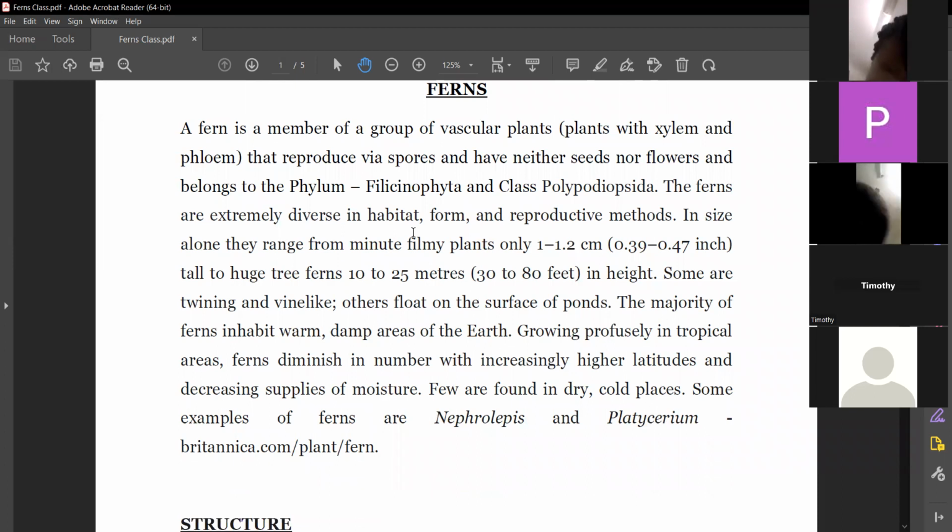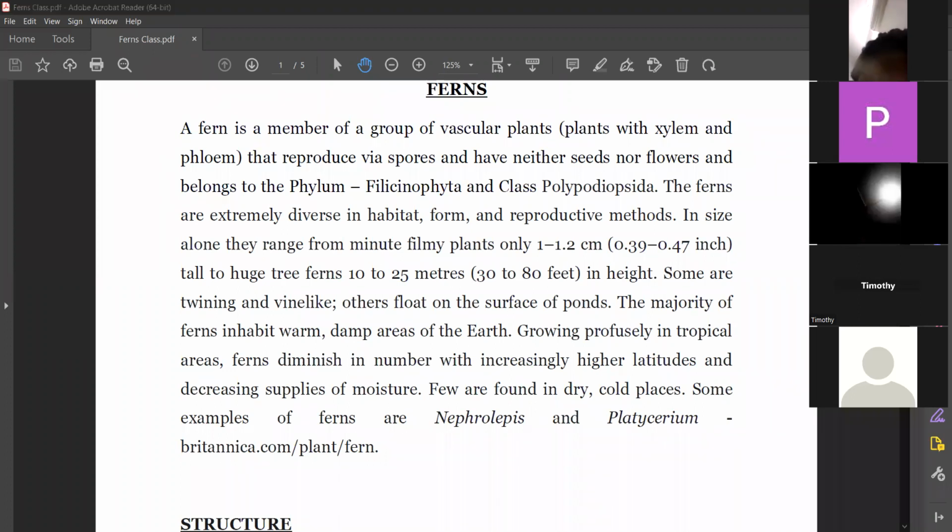Any other questions? Yes, so you're saying that plants that grow on other plants are known as epiphytes. Yes. Is that all you wanted to know? Yeah, thank you. Okay.